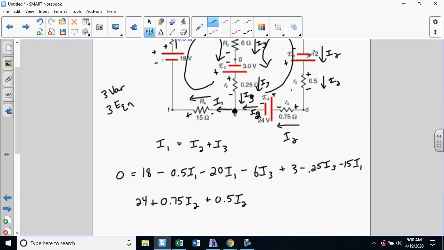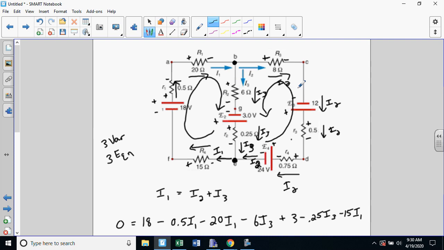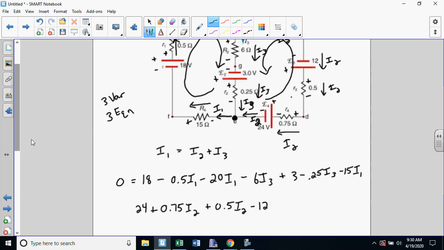When I get to this 12 volt battery, I'm going from the high side to the low side. So that's going to be a drop of 12. And let's see, moving up to the 8 ohm resistor from low side to high side, that's also a raise, low to high. So that's plus 8 times I2.